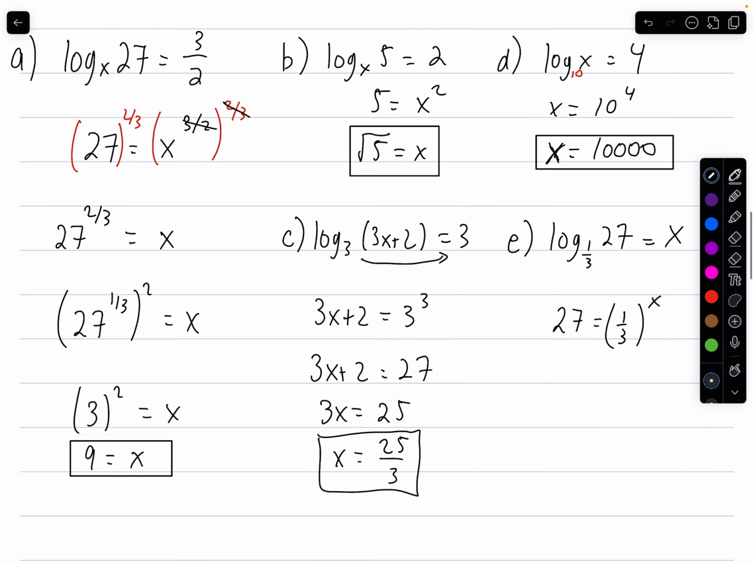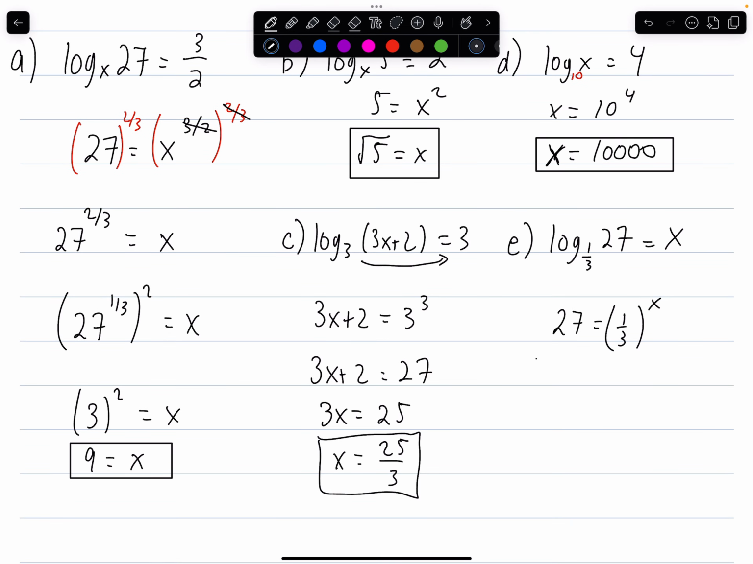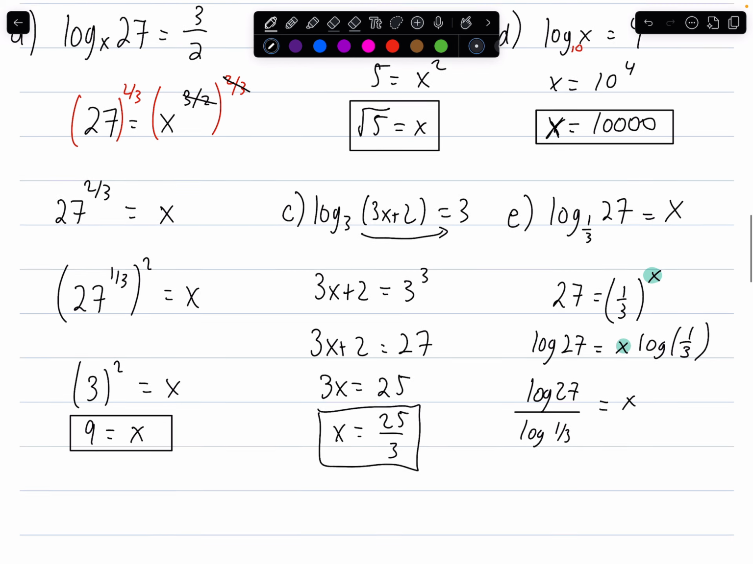So now I have to actually get rid of the x in the exponent. So what I'm going to do here is I'm going to log both sides. So I'm going to say log 27 is equal to x log 1 over 3. And the reason I did that is because I wanted to bring the exponent of x to the front. Now I can just say log 27 over log 1 over 3 is equal to x. And some people might keep it like this, or you might be able to even plug it into your calculator. Log 27 divided by log 1 over 3, and you end up with negative 3 as x.